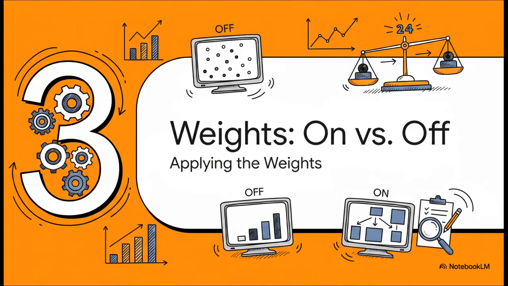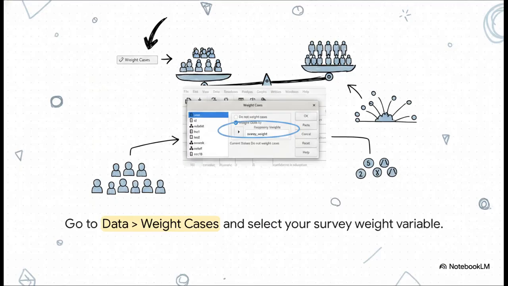Okay, so the theory is cool and all, but how do you actually use this stuff? Let's get practical. We're going to see how you apply these weights in a statistical program. Think SPSS or its free cousin PSPP. Believe it or not, it's actually pretty straightforward. You just go up to your data menu, find the option for weight cases, and a little box pops up. All you do is find your weight variable. This one is conveniently named survey_weight, and pop it over to the other side.